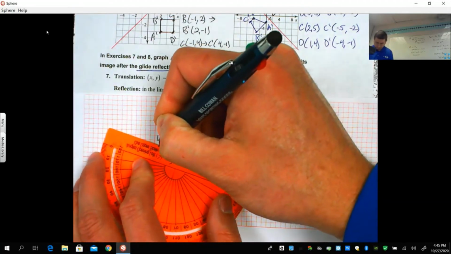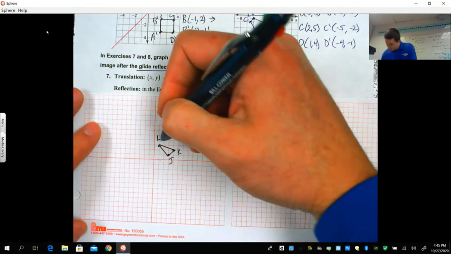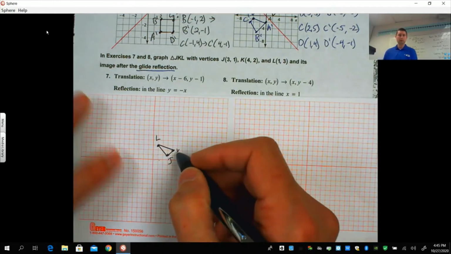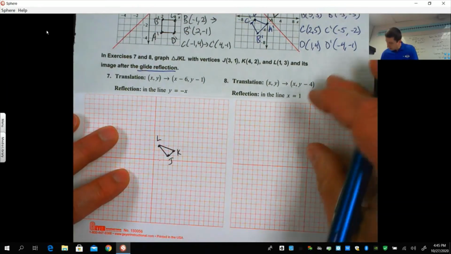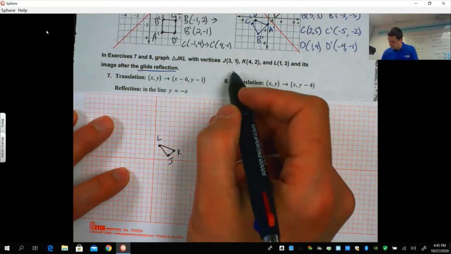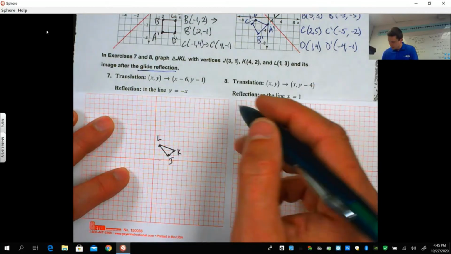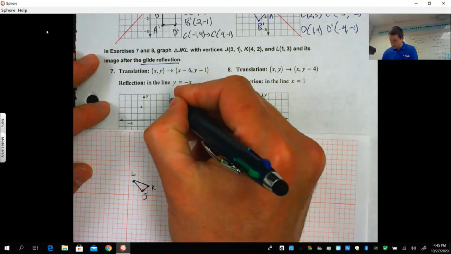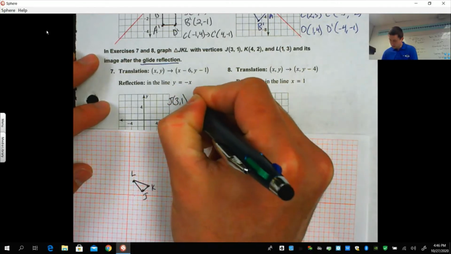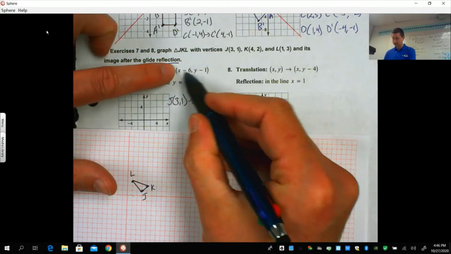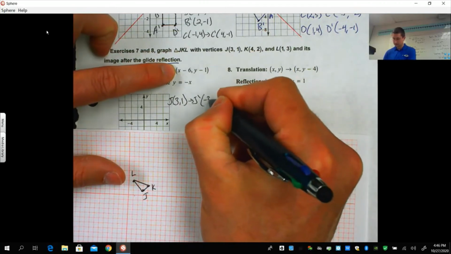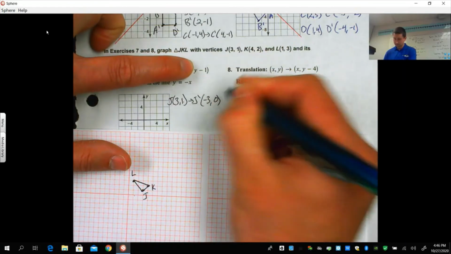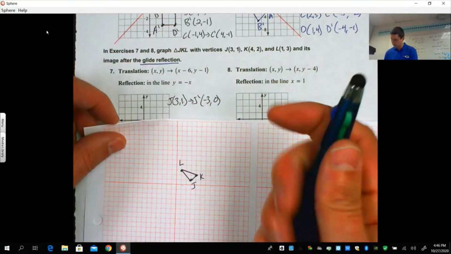Looks like a right triangle. And it is one because these two slopes are negative reciprocals, 1 and negative 1, so it forms a 90-degree angle. Okay, so we want a translation first, and then we want a reflection in the line y equals negative x. So if I have J at 3, 1, J prime is going to be x minus 6, so 3 minus 6 is negative 3, y minus 1, so 1 minus 1 is 0. So J prime is at negative 3, 0.